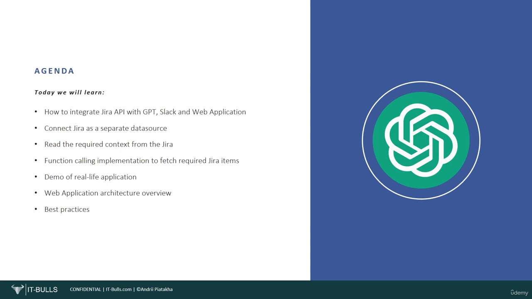I will show you on real examples how you can implement function calling feature to fetch required data items to add them to the context. By the end of this lesson, you are supposed to have a completely functional and already useful application, and I'm going to show you the demo of how you can use it. As we will make an overview of the source code, line by line, I will make an architecture overview and will share with you the best practices of web development.